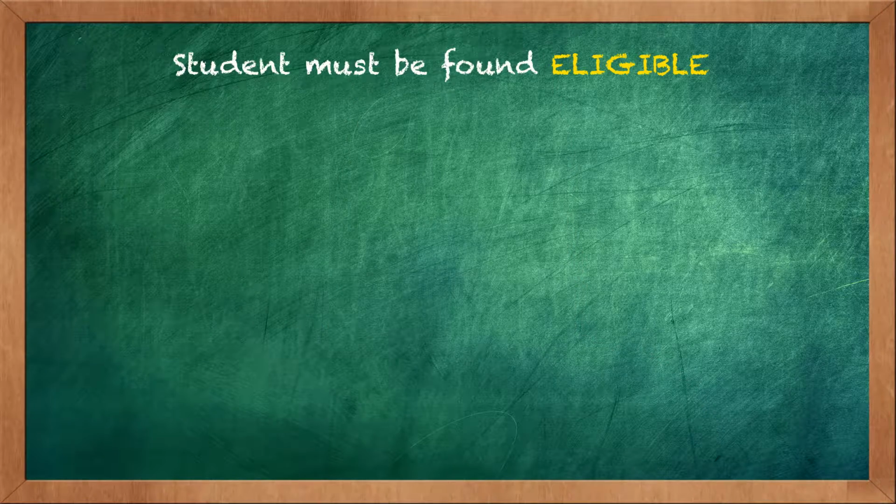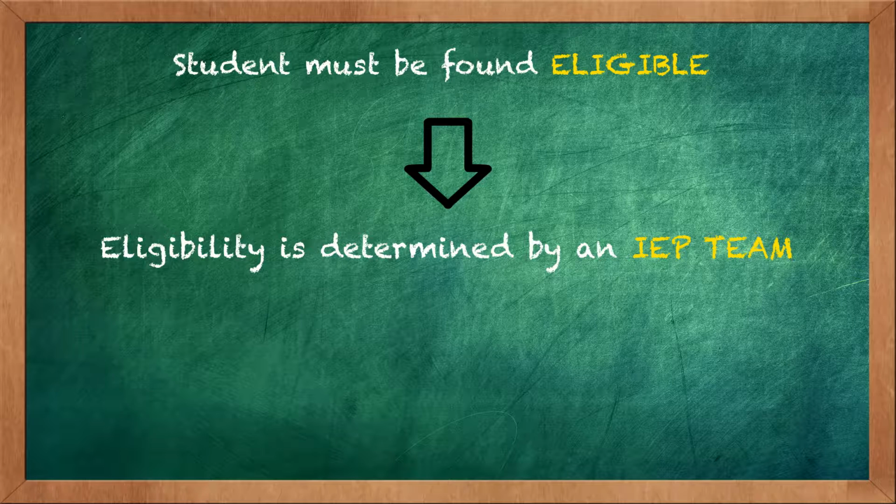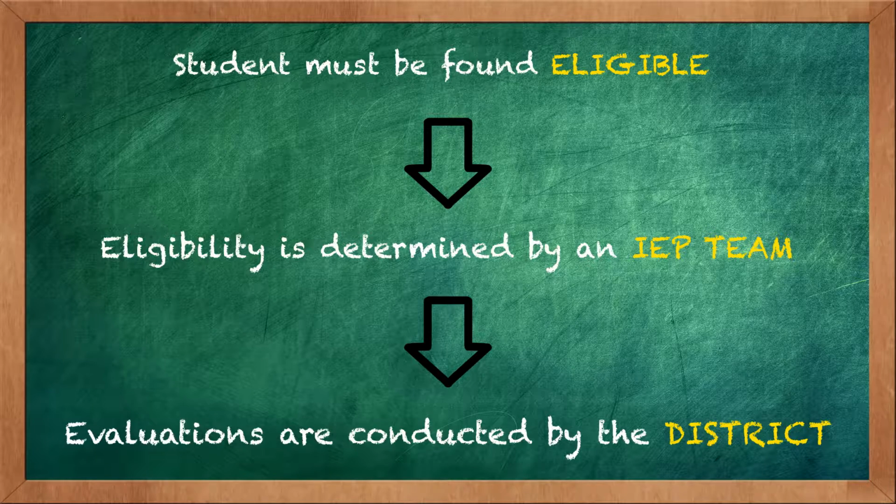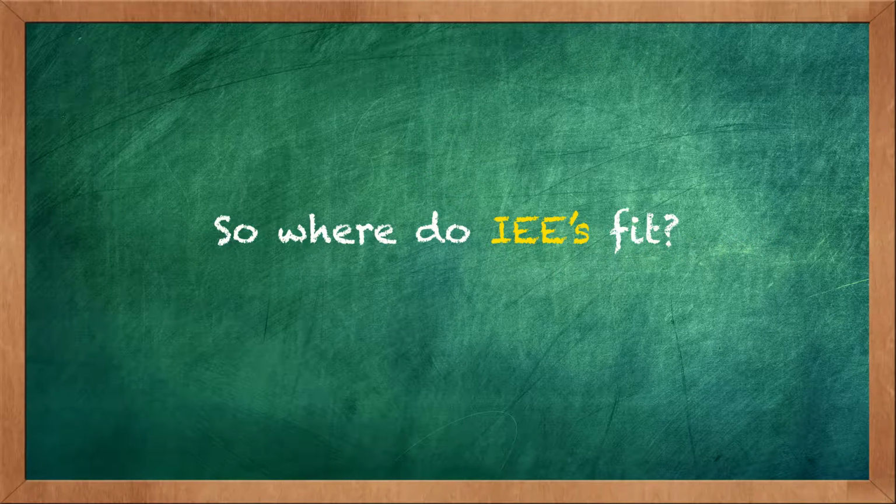Before we begin, let's quickly discuss how evaluations are used in the special education system. As you know, in order to be in special education, a student must be found eligible. Eligibility is typically determined by an IEP team after reviewing evaluations, which show that a child has a disability. These initial evaluations are almost always conducted by the district. Subsequent evaluations for annual or triennial IEPs will also be conducted by the district. So where do IEEs fit?